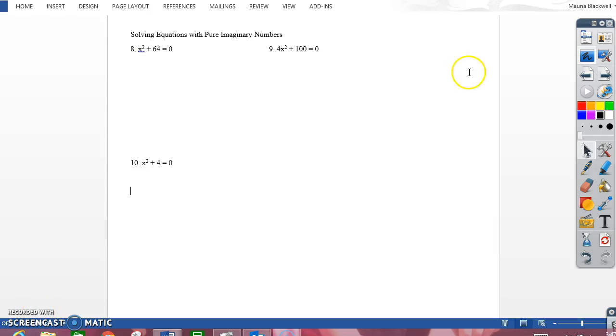Okay, so finishing up the notes from the last video, we were on number 9. So remember, we first have to get our x squared term by itself. To do that, if I'm solving for the x squared term, I have to get rid of the 100. So I'm going to subtract 100 from both sides. So I'm going to have 4x squared equals 0 minus 100, which is negative 100.